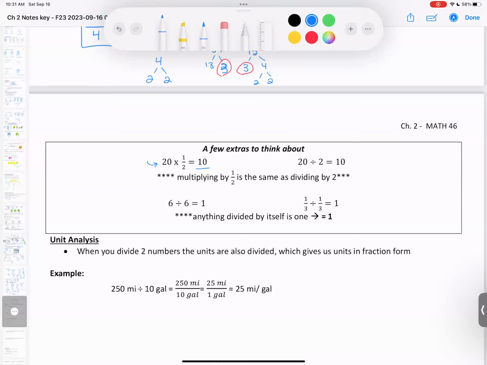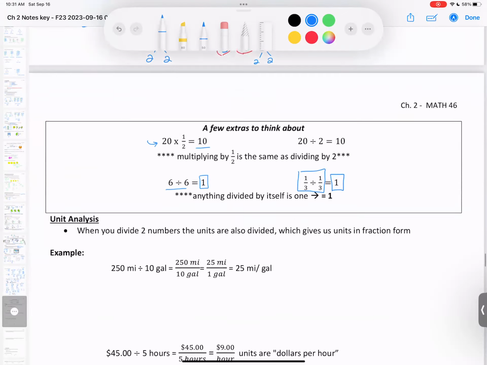Also, we've already touched on this, but if you have some number divided by itself, you're going to get an answer of 1. If you have 6 marbles and you divide them evenly into 6 groups, you're going to have 1 per group. Same thing is true for fractions. If we have 1/3 of something and we divide it by 1/3, we're going to end up with 1.